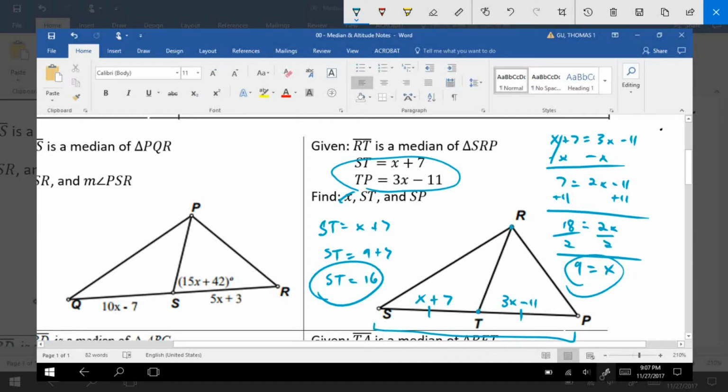So if I wanted to find SP, I could just take 2 times ST. What's ST? 16. So I can plug that in. SP equals 2 times 16, which equals 32. So SP is 32. There we go. So remember, because you know it's the midpoint, you can do a little shortcut like that. All right, let's see what we have in the rest of these.